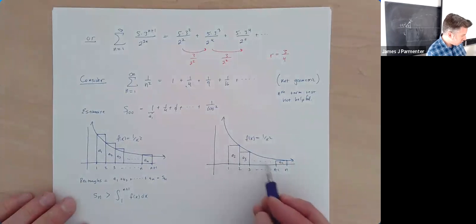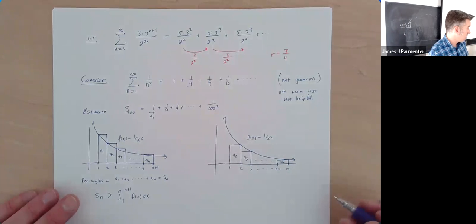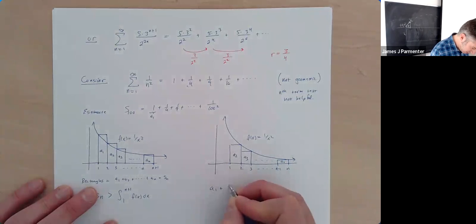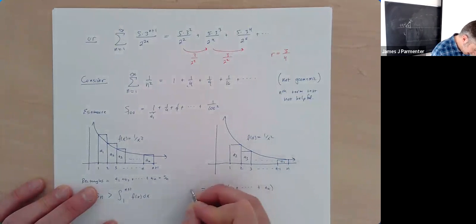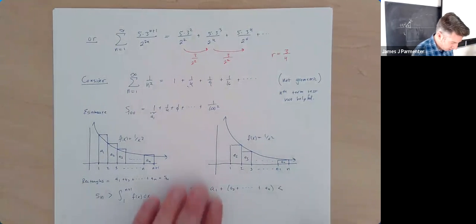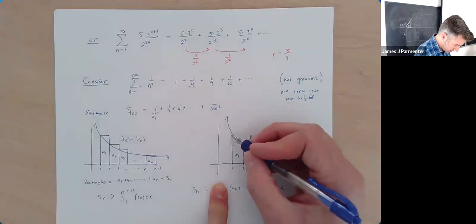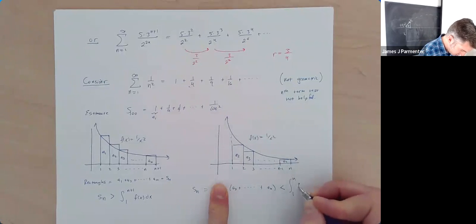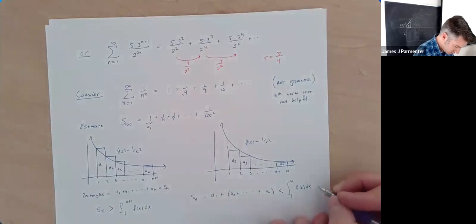So this is not quite all of Sn though, right? I'm missing the first term a1, so I'm just going to add it on. So I'm going to say that a1 plus all these terms, which is equal to Sn, is going to be less than, well, all those terms are less than the area under the curve from 1 to n. But then I have to add on the a1 so the inequality still holds.